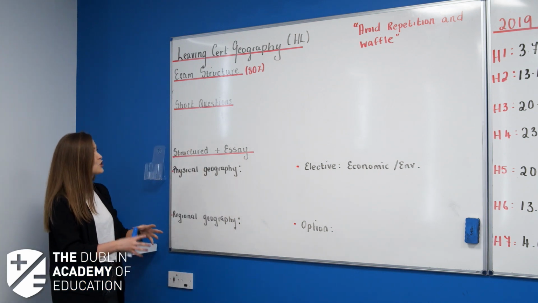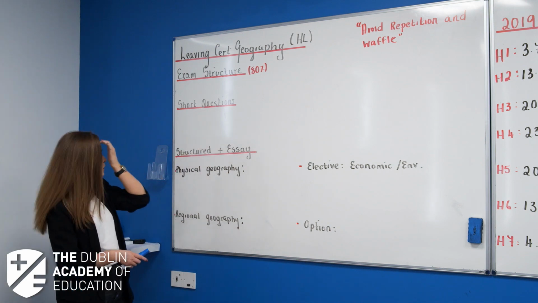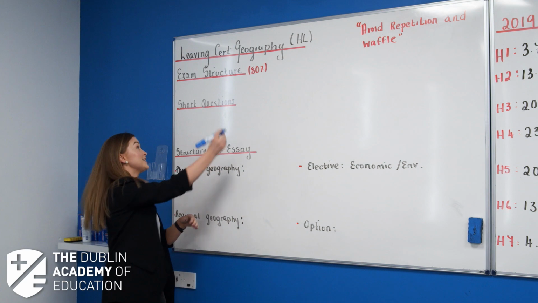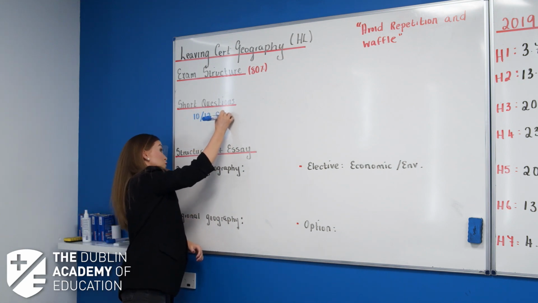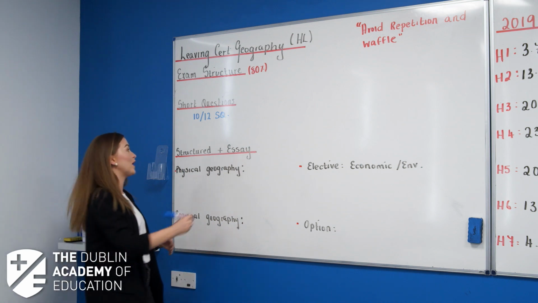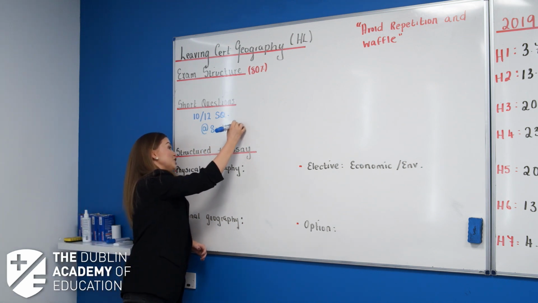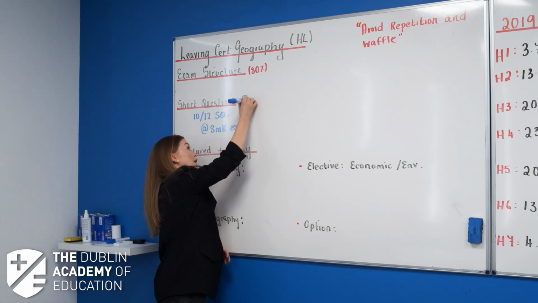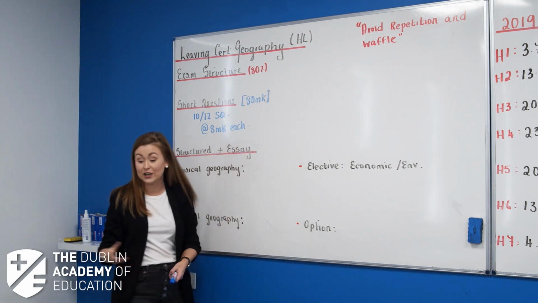So our exam structure starts off with section number 1, which is our short questions. Now our short questions is made up of 12 short questions, and we have to answer 10 out of them. Each of them short questions are worth 8 marks, so at 8 marks each, that means that our short questions in total are worth 80 marks. Now do the calculations there yourself.